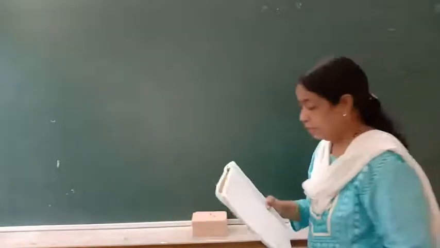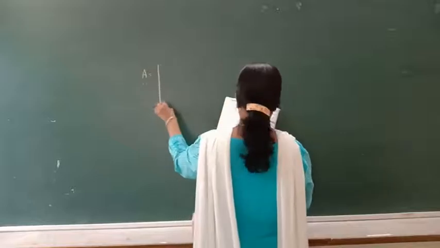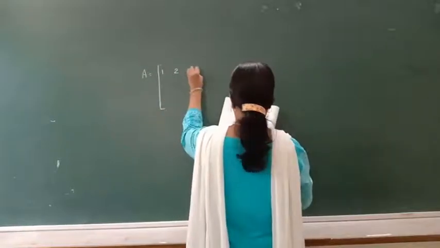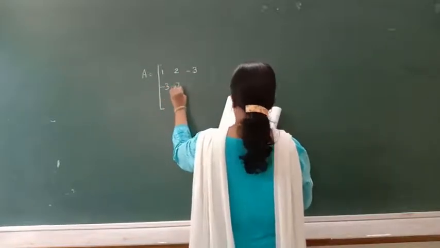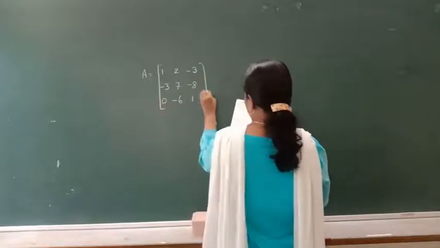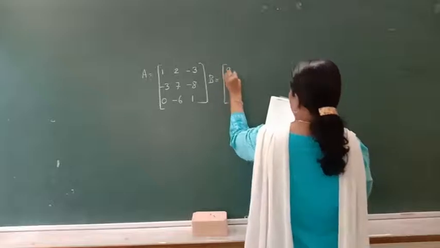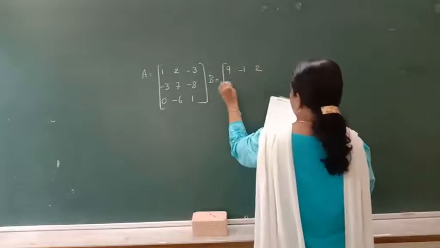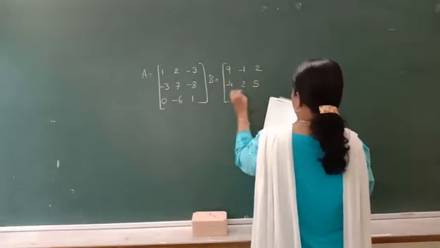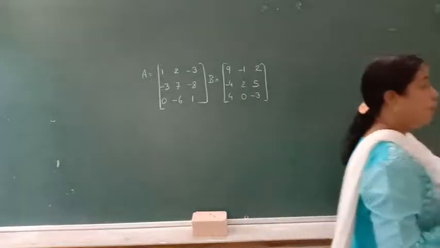Same, up 3/3. A is equal to [1 2 -3; -3 7 -8; 0 -6 1] and B is equal to [9 -1 2; -4 2 5; 4 0 -3]. This is what we have got as B.